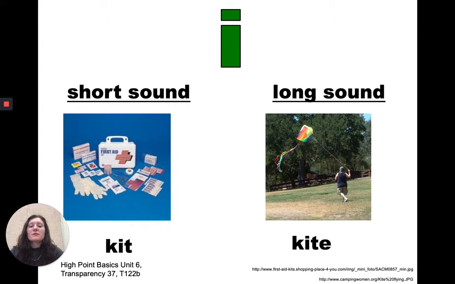Now when we look at the long sound in kite, do you hear a difference there in the word kite? So in the word kite, we hear the long I sound, and the long I sound says its own name, "eye". So in kit, again, we hear the short I sound, and in kite, we hear the long I sound. So we have "ih" for short and "eye" for the long sound.